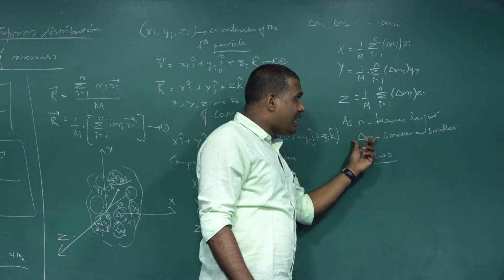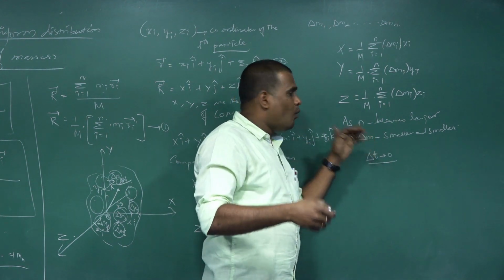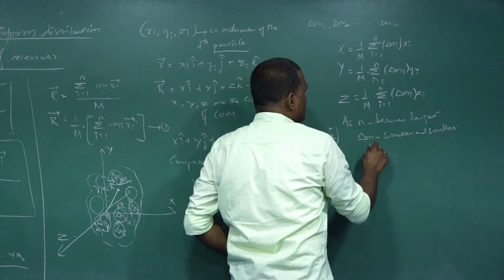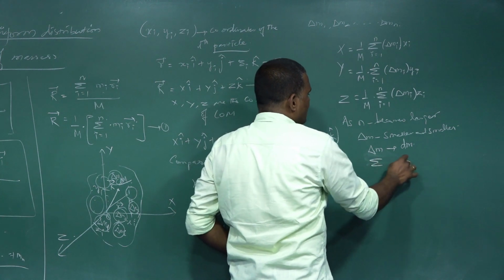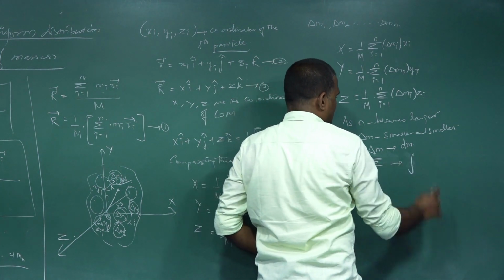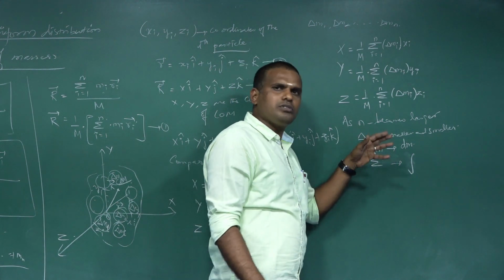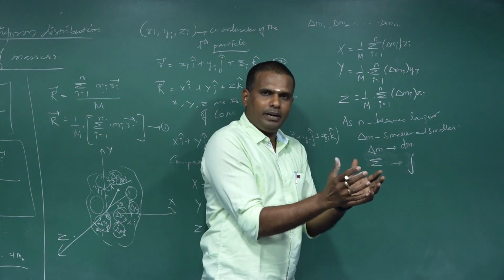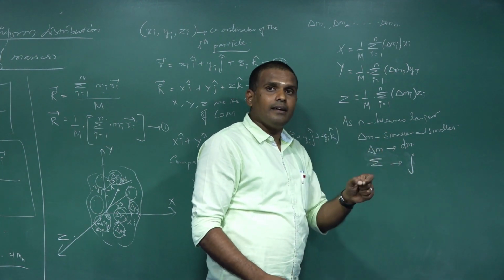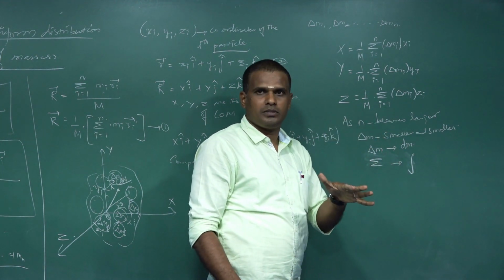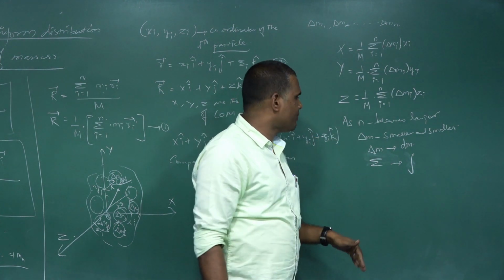In the same way, delta m is becoming smaller and smaller. What will happen? Delta m gets transformed to dm. Summation gets transformed to integration. When will you use summation? When you are adding up intervals. When will you use integration? When you are adding infinitesimally smaller elements. When you add infinitesimally small elements, there comes the integration.